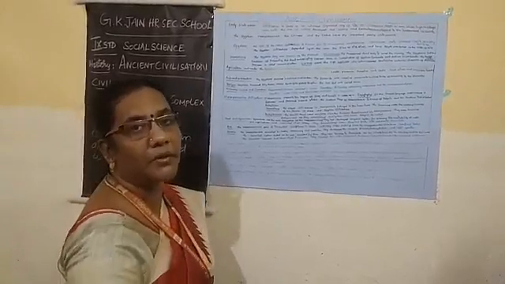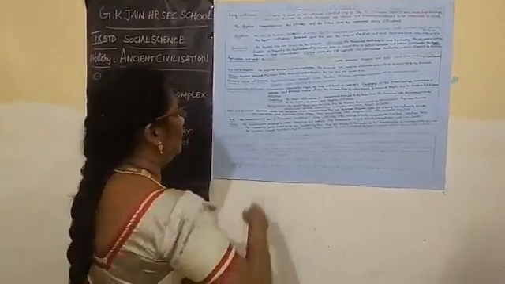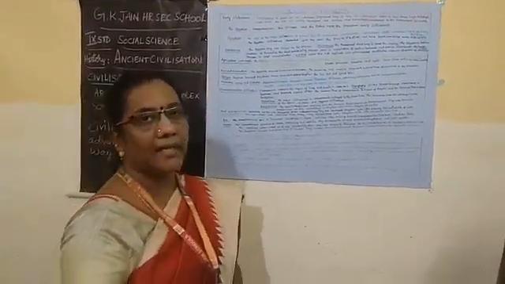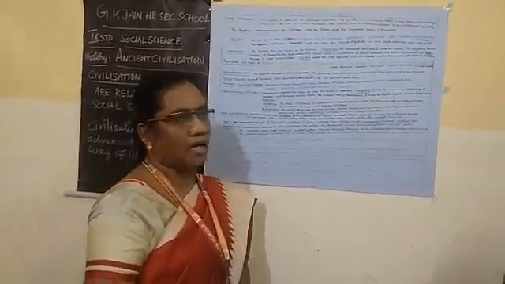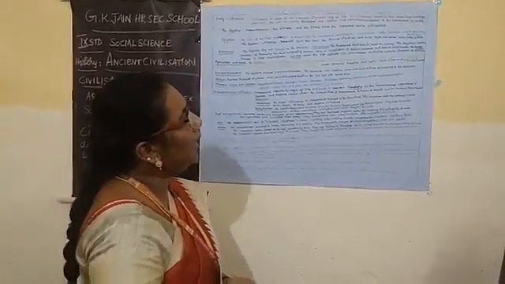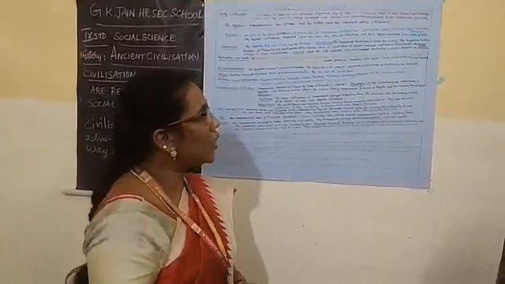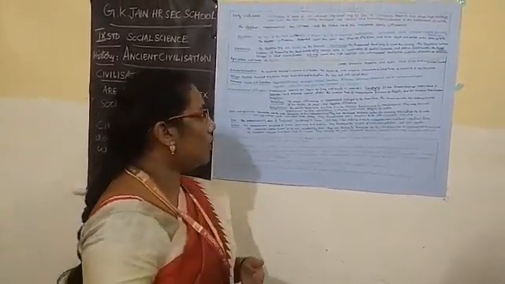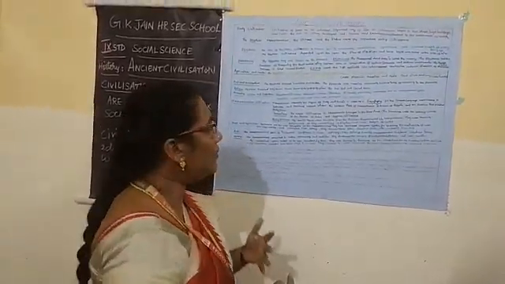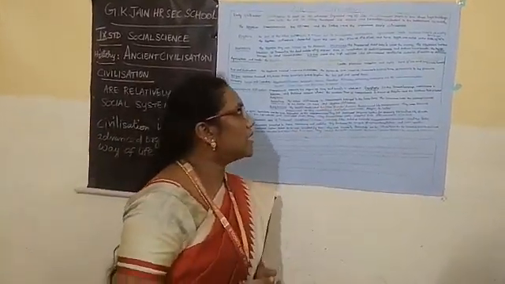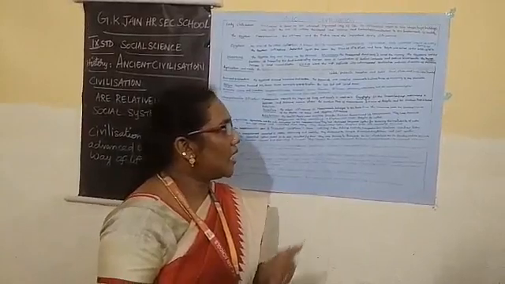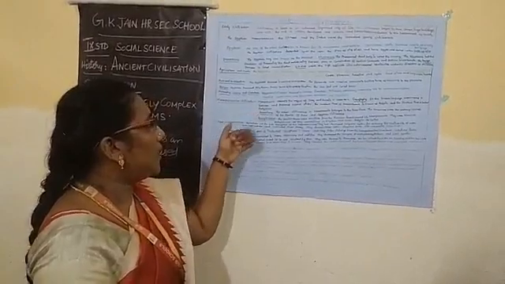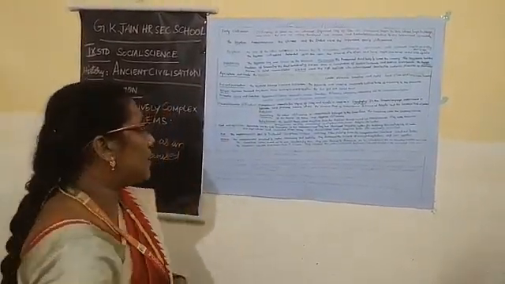Next we will move on to the Mesopotamian civilization. Mesopotamia refers to the region of Iraq and Kuwait in West Asia. In the Greek language, meso means in between, and potamia means river, so it lies in between the rivers. The northern part of Mesopotamia is known as Assyria and the southern part is called Babylonia. Sumerians and Babylonians are the peoples of the Mesopotamian civilization.